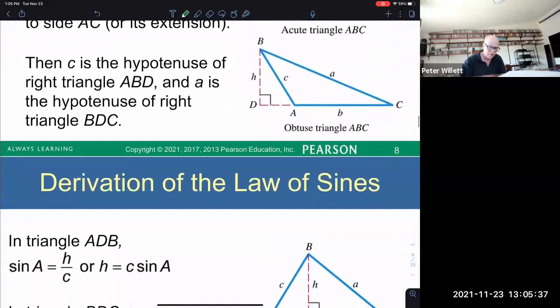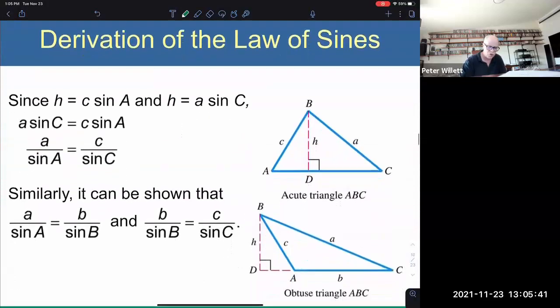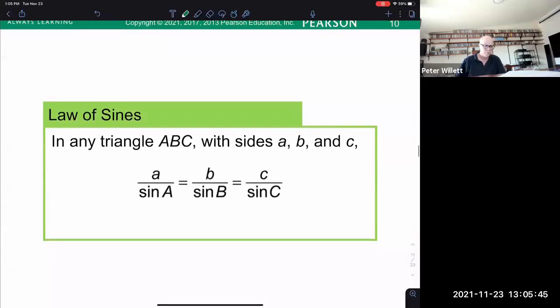So this is about the derivation. How did they get the law of sines? They're continuing to show this derivation. And finally, here it is. This is the law of sines.